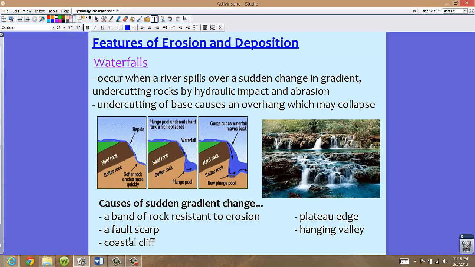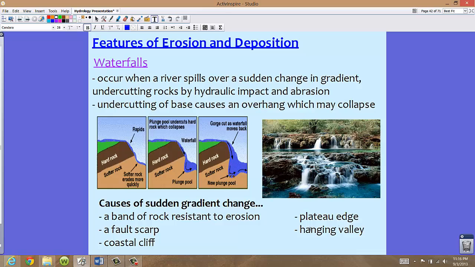Well, coastal cliffs are a big one. Sometimes you see, especially in Maine and on the west coast, these huge cliffs just basically going straight into the ocean. You see bands of rock that are resistant to erosion, much like you see here. We have the hard rock and soft rock. Then we have something called a fault scarp, which is basically where we have a fault line due to earthquakes, and one side of the fault goes up, the other one moves down or might stay the same. So we have that sudden change in gradient for that particular area.